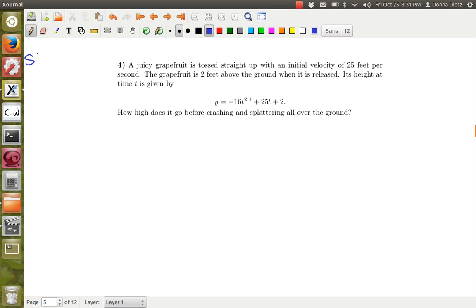So this is spring 2013 exam 3, question 4. Juicy grapefruit is tossed straight up with an initial velocity of 25 feet per second. Okay, so this is actually just the same as what this is saying over here. The function itself is giving you the same information. The grapefruit is 2 feet above the ground when it is released.